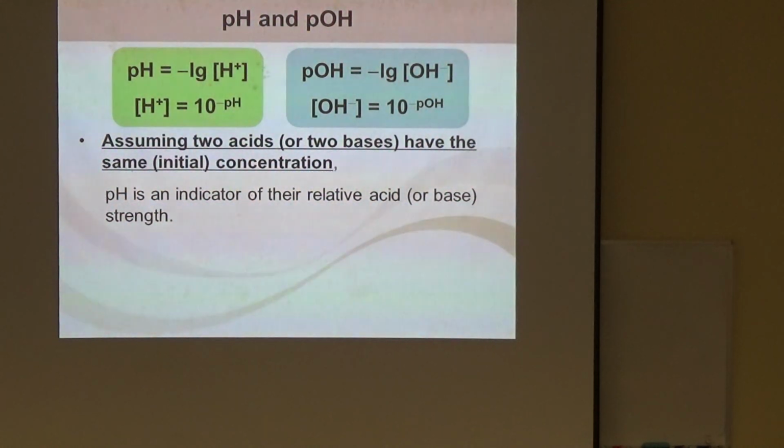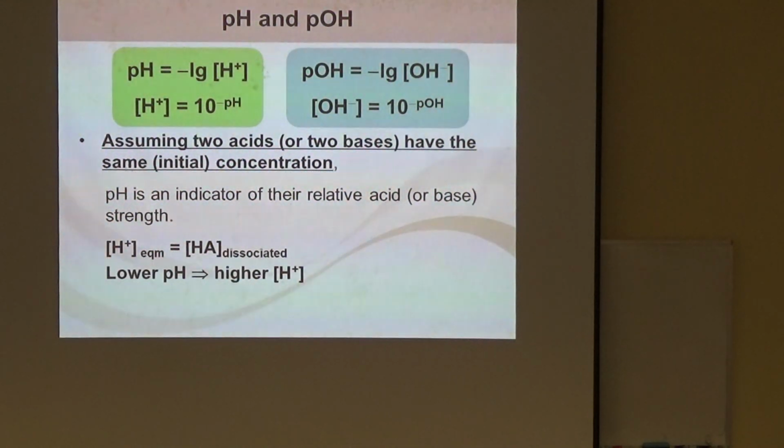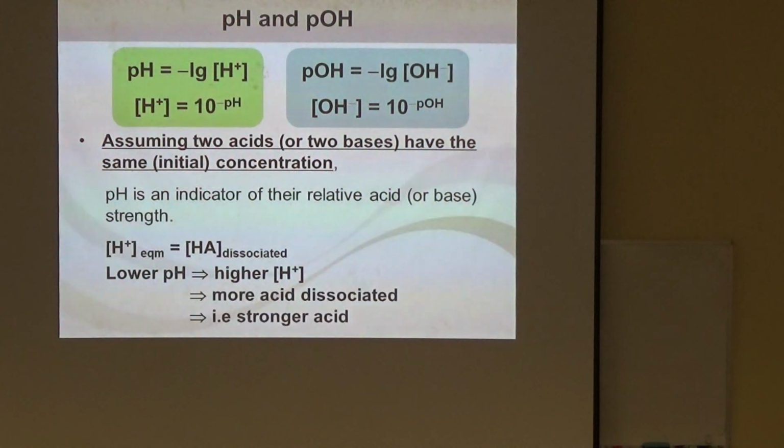If two acids or two bases are at the same concentration, you can use the pH as an indicator of the relative acid or base strength. Okay? So, at equilibrium, the H plus equilibrium should be how much dissociated. Lower pH means higher H plus, so more acid dissociated.